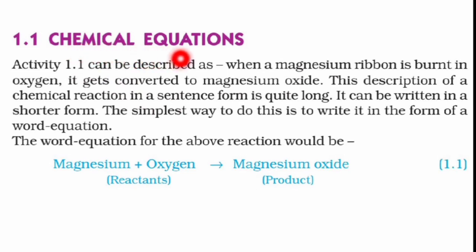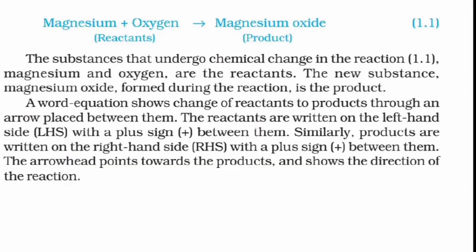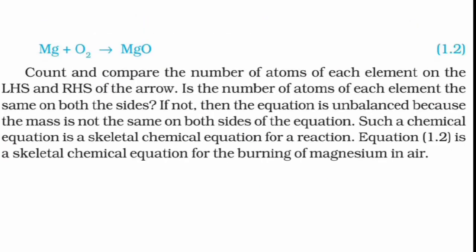So in this video we studied chemical equations, and this is an example of a chemical equation. When a sentence is written, it is quite long, so we write it in the form of words, and further we can write it in the symbolic representation. So that is a very short form for writing a chemical equation. Now in our next video we will talk about the balanced chemical equation, because this is an unbalanced chemical equation, known as the skeletal chemical equation for the burning of magnesium in air, and we will make the number of atoms of each element equal on both LHS and RHS.